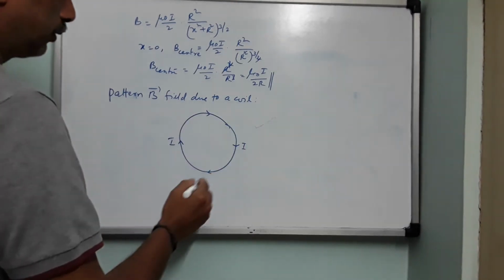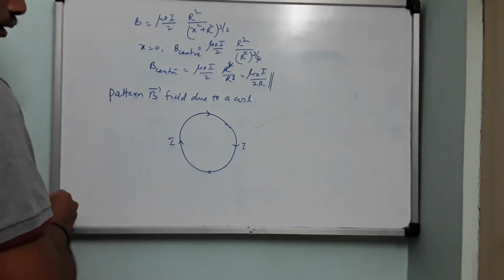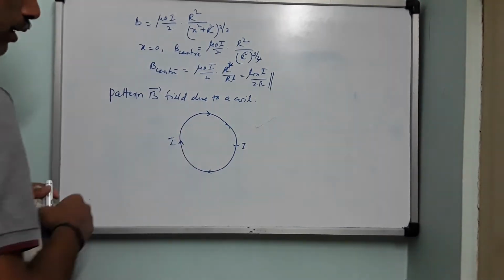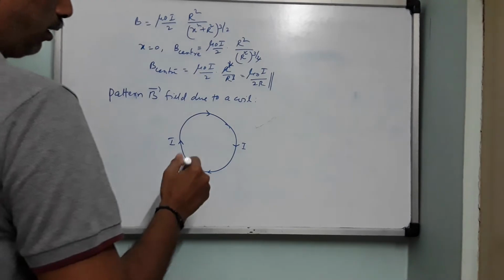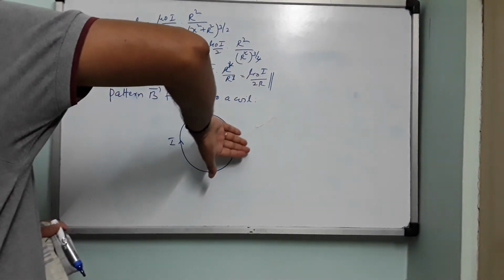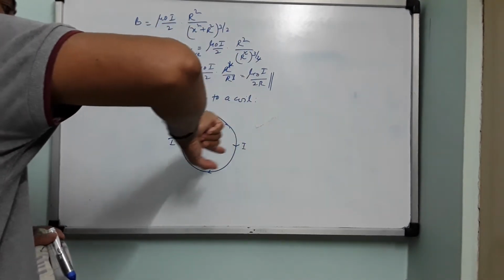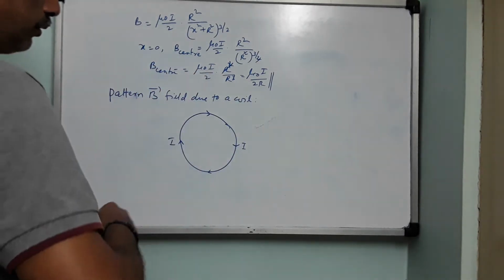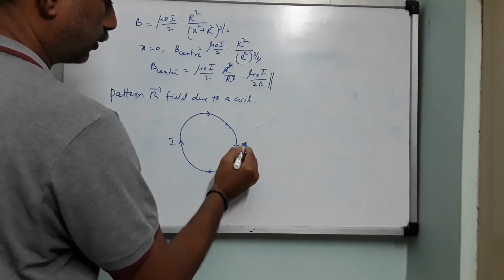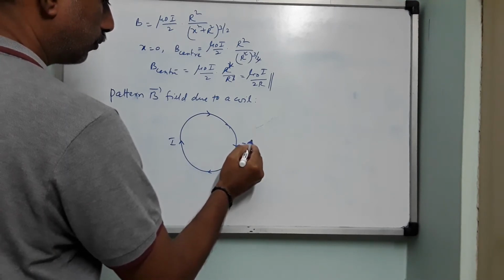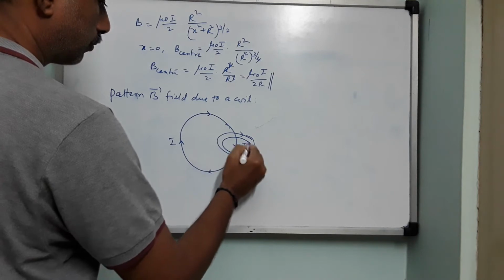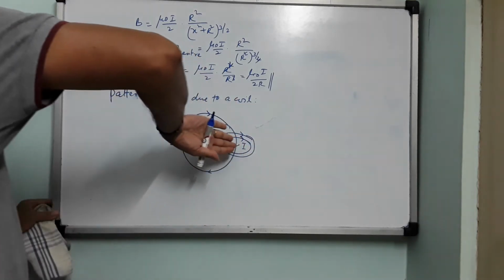Current is going like this. So you apply it, and the magnetic field will go inside. Here also the magnetic field will go like this and come like this. So this is clockwise. So the magnetic field lines will be like this.